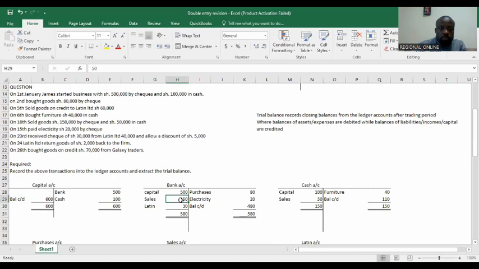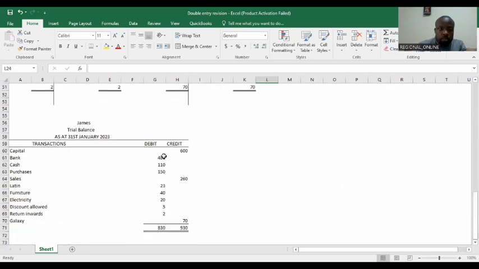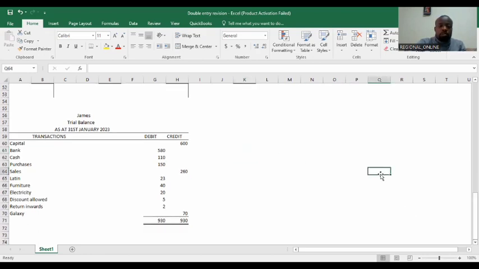So this one should be 150. So the value of the bank is 580. And now our trial balance says it is balancing at that moment. So after balancing a trial balance, that means we are okay with posting them into the ledger and transferring them to the trial balance.